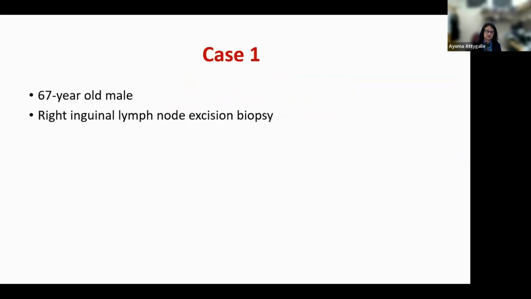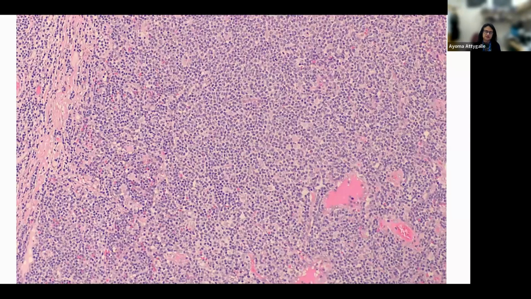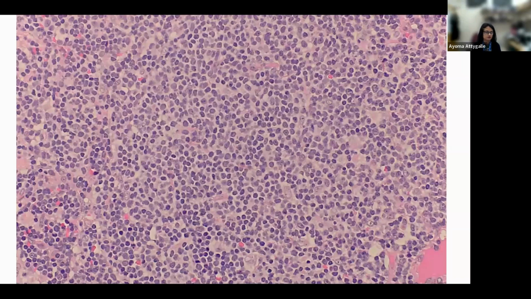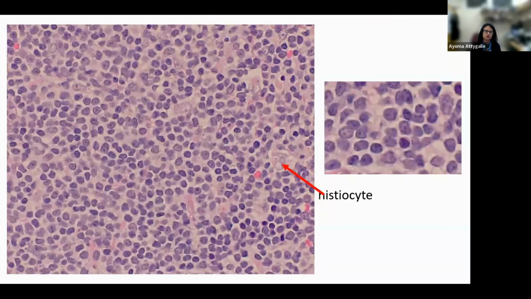So this is the first case, a 67-year-old male, right inguinal lymph node excision biopsy. So at this low power, you can see that there is effacement of architecture, you can see in this slide, by a diffuse infiltrate of fairly uniform small lymphoid cells. And if you look a little closely, there are interspersed scattered histiocytes, and these histiocytes don't contain nuclear debris, so they are not tingible body macrophages.